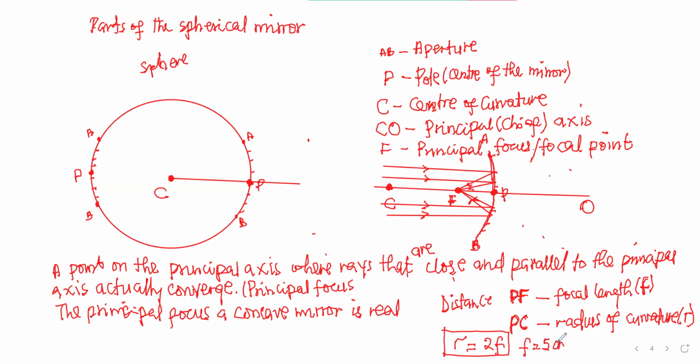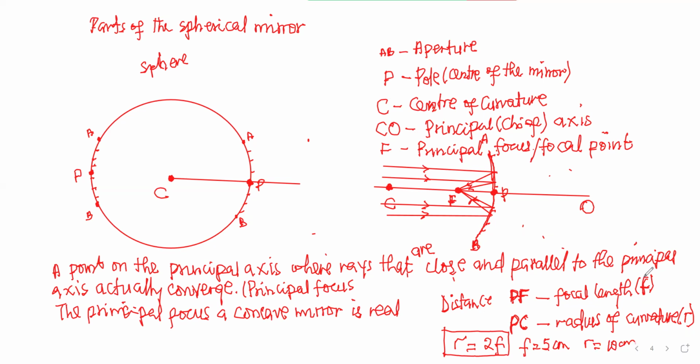Come again. If F is 5, what must be R? 10. 10 centimeter. And if R is 10, what must be F? 5. Please note these things carefully.